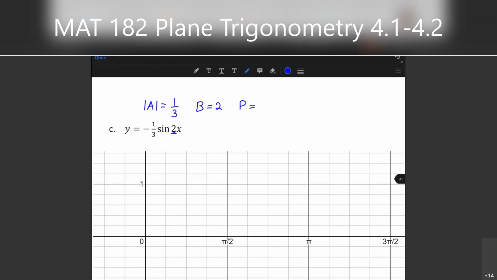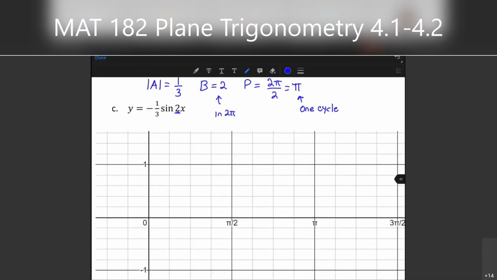Pi? Yep, pi units. Excellent. Yep, so it'd be 2 pi over 2, or just pi units. So that means I'm going to do 2 full cycles in 2 pi units, or 1 cycle is going to take pi units. All right, so that looks good.